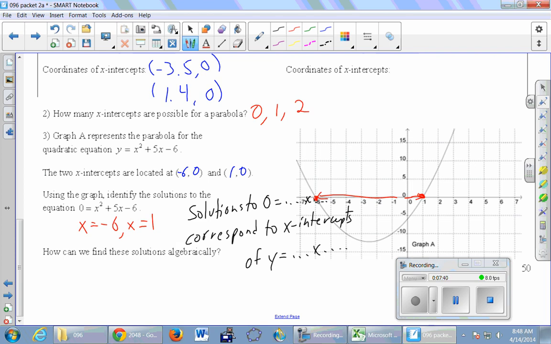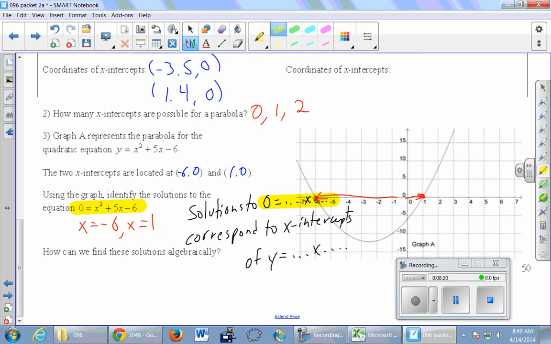If you're looking at a graph and you're trying to solve the equation equals 0, you are looking for x-intercepts. So solutions to 0 equals ... x ... That's my way of saying some generic stuff with x in it. I don't want to be specific. But in our case, this 0 equals some stuff with x was this equation, 0 equals x squared plus 5x minus 6. So solutions to an equation equals 0 match up exactly with x-intercepts.